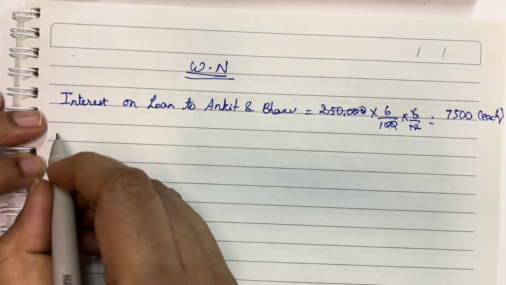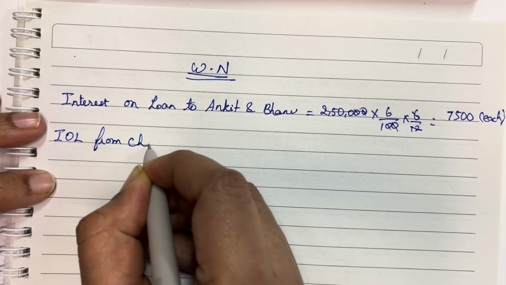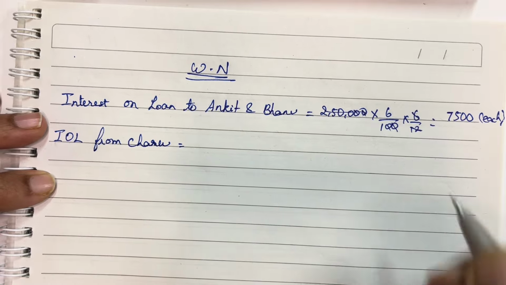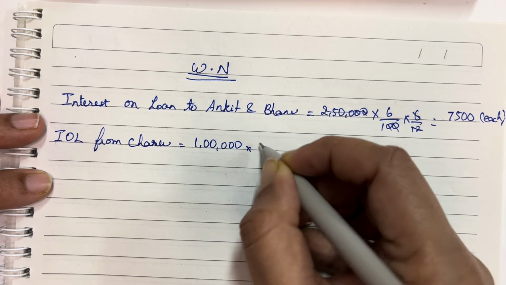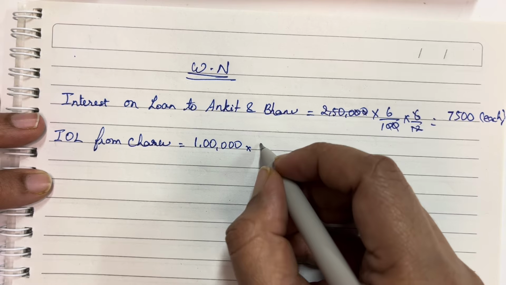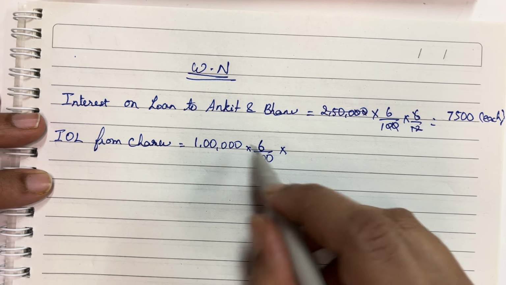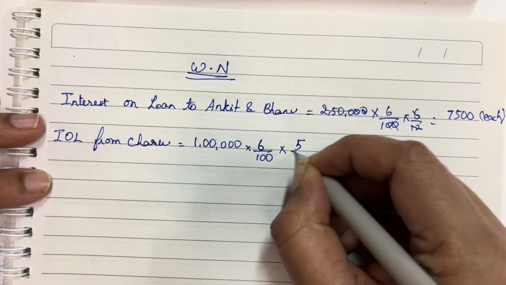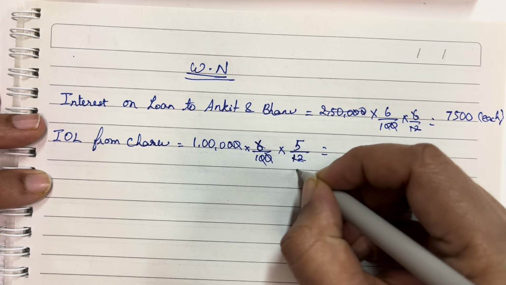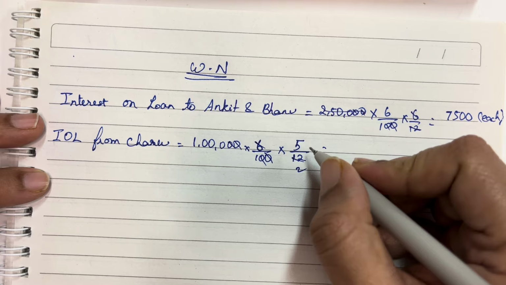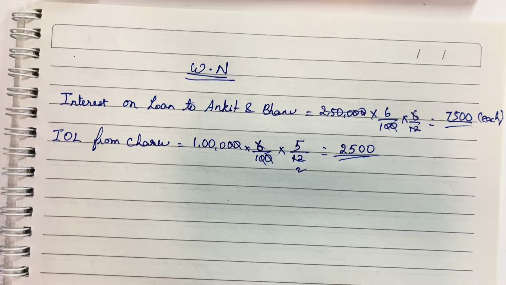Okay, this is the interest on loan. Now, the next one is interest on loan from Charu. It means Charu has to pay interest to the firm. Charu has borrowed a loan of 1 lakh from the firm. The firm has agreed to charge interest at 6%. Okay, so the firm has charged 6% interest from Charu for how many months? For 5 months, since it's November to March. So 5 by 12. So Charu will be charged an interest of rupees 2,500. Okay, now our working notes are completed.